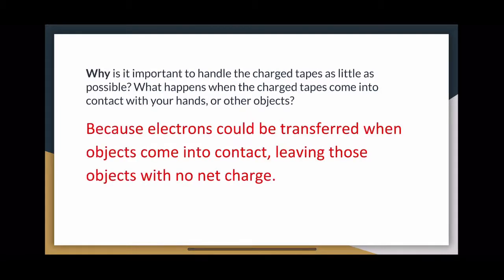Why is it important to handle the charged tapes as little as possible? What happens when the charged tapes come into contact with my hands or other objects? It's important because when you touch it too much, then you're giving the tape contact with another object. That contact is an opportunity for electrons to be transferred between the two objects. And when the electrons are transferred between the two objects, it takes away the net charge from the object and it becomes neutral.